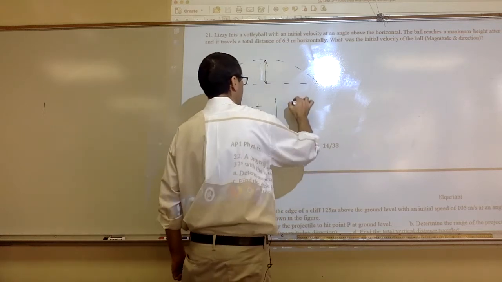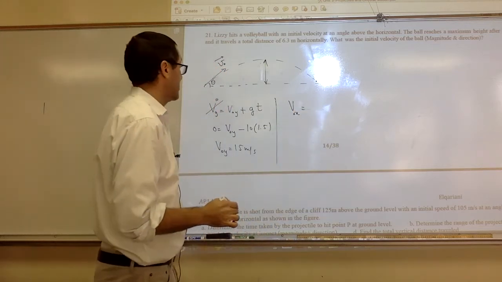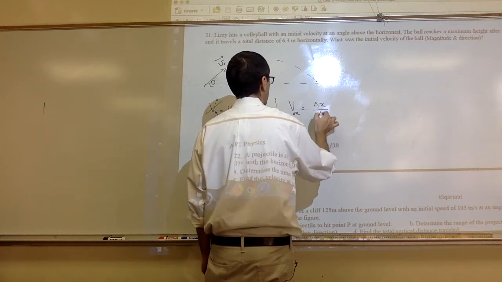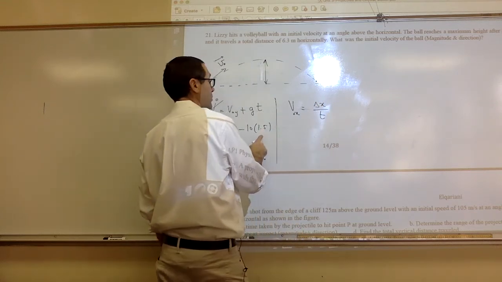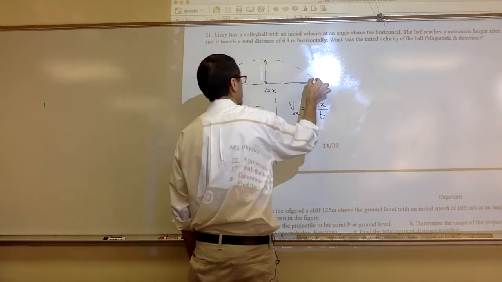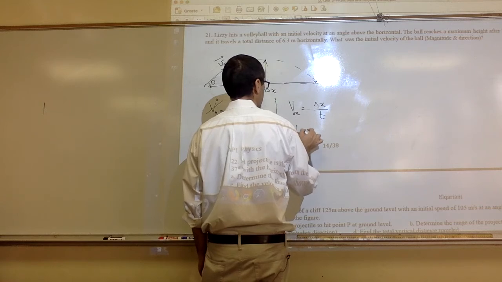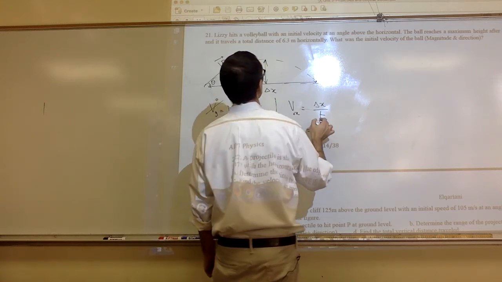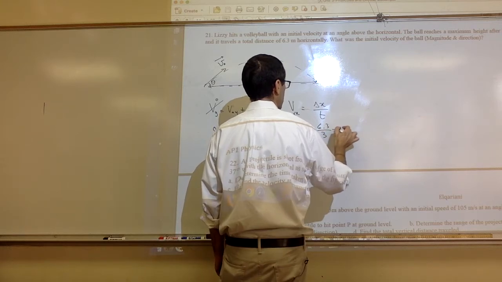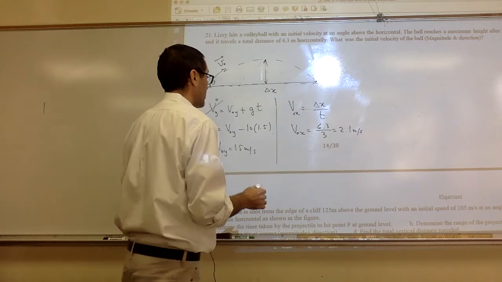Now to find the Vx, which is really the same as V0x because the horizontal velocity doesn't change, we're going to say that's delta x over time. Now the time here is not 1.5 because delta x is the whole range, this whole distance here. So V0x equals delta x, which is 6.3, divided by 3 seconds, which is 2.1 meters per second.